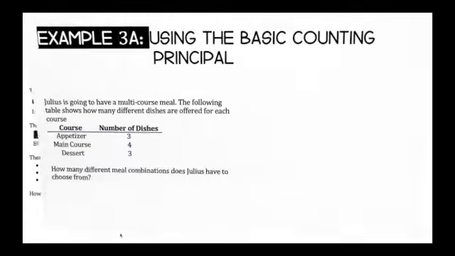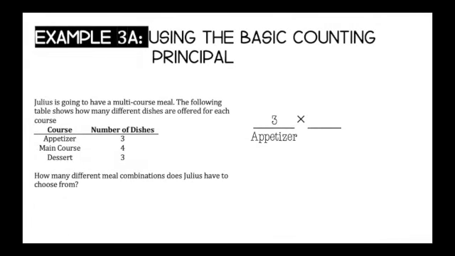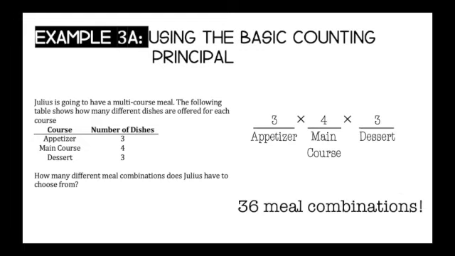So let's look at this example. I have appetizers, a main course, a dessert. So 3 appetizers, 4 main course food and 3 desserts, how many different combinations does Julius have to choose from if they're choosing one of each? So I have 3 appetizers times 4 main courses times 3 desserts, and type that in, you get 36 meal combinations. So if you just want to know how many, you don't actually want to list the meals, multiplication is definitely the way to go. It will be much quicker.